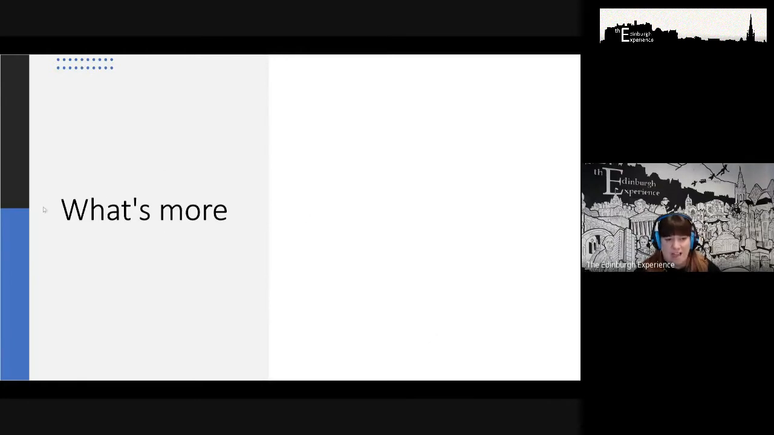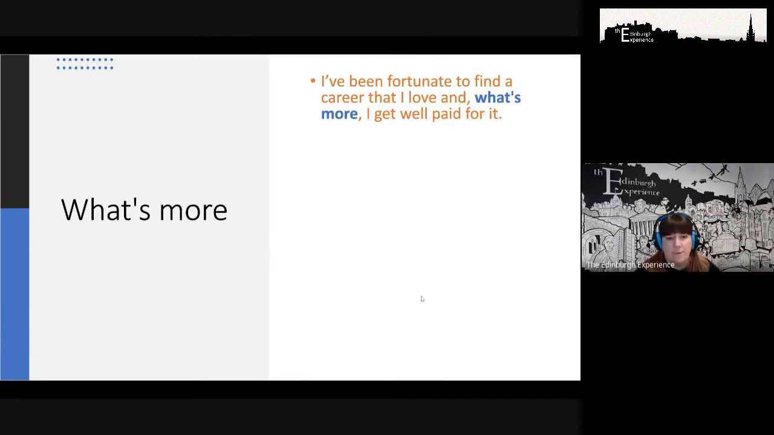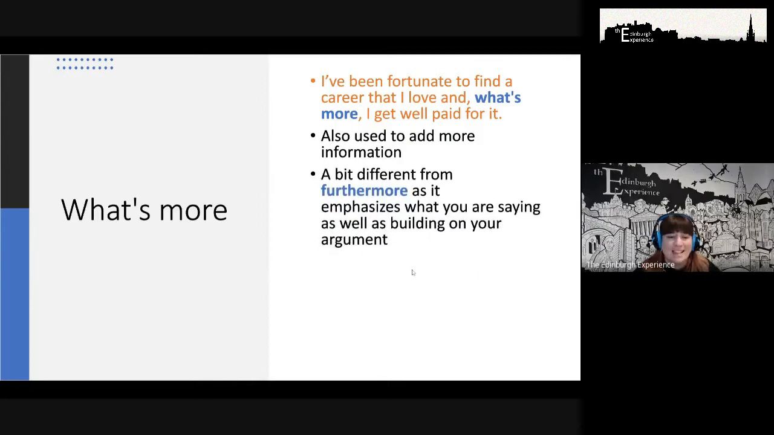Similar to furthermore, we have this word here, what's more. Yeah, so an example sentence for you guys. I've been fortunate to find a career that I love, and what's more, I get well paid for it. So the same as furthermore, we're using what's more to add information. It's a little bit different from furthermore because it adds emphasis at the same time.